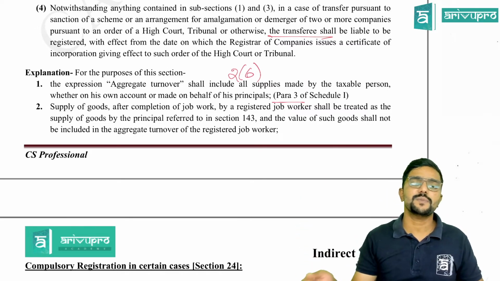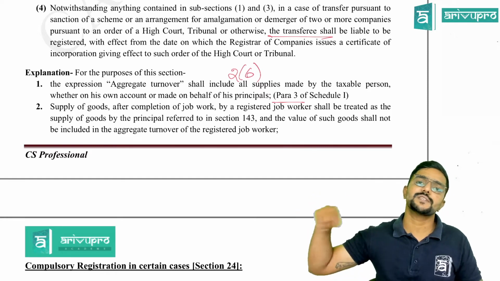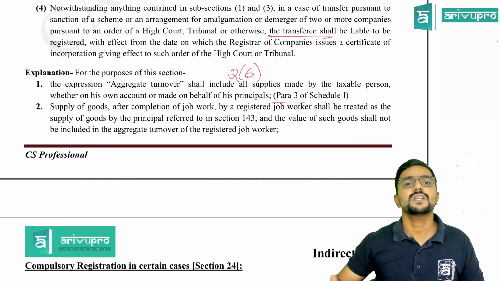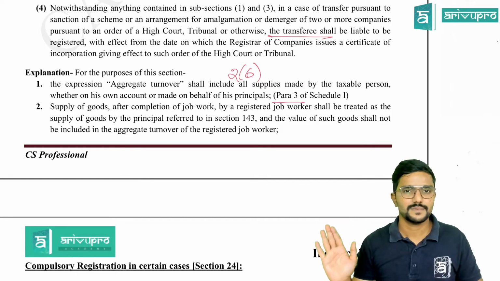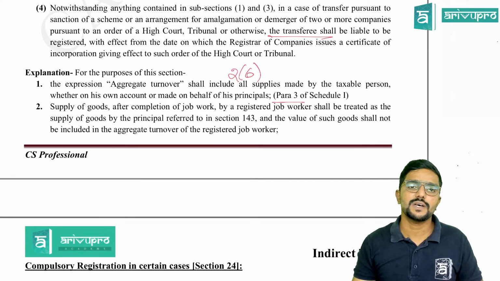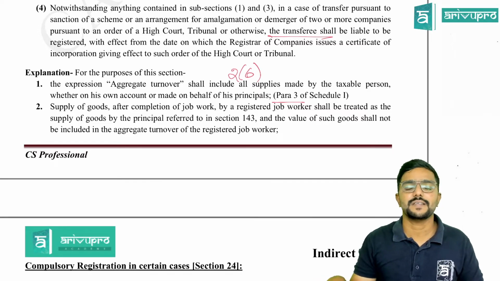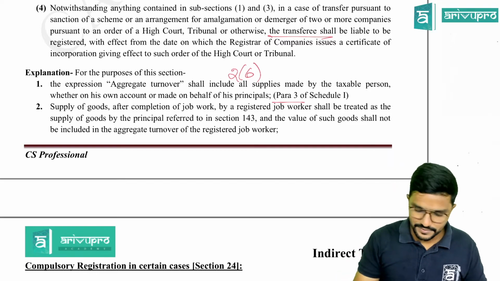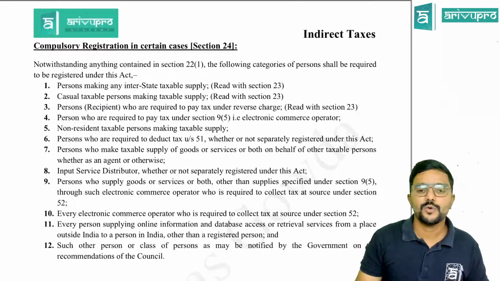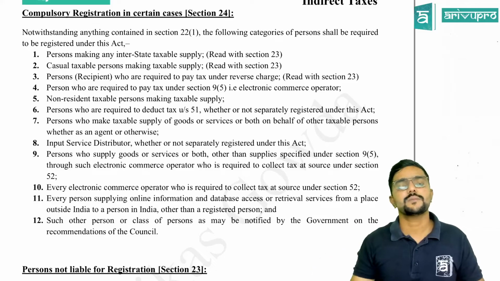Now assume the principal has supplied the goods from the job worker's place to his customer. Now whose turnover is this? It is the turnover of the principal, not the job worker. It is not the turnover of the job worker. It will be the turnover of the principal, guys. That is what clarity is given in this explanation. Clear? Yes, sir. Next, so section 22 has 4 subsections.